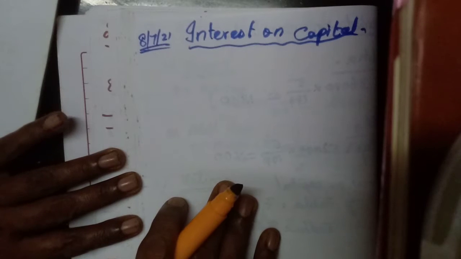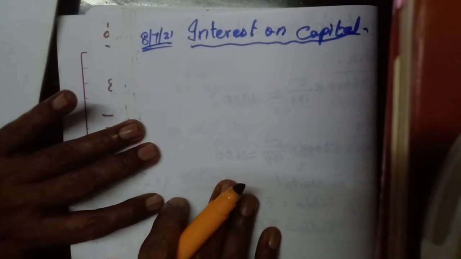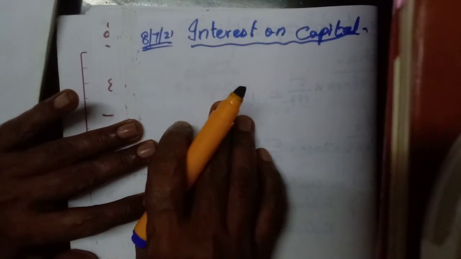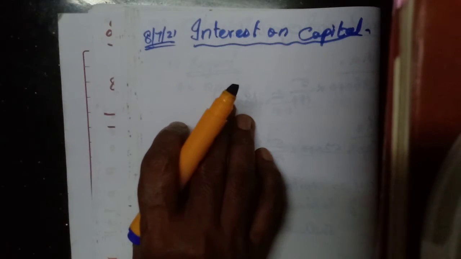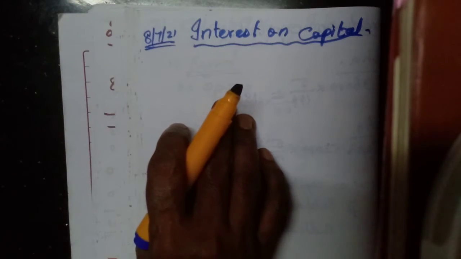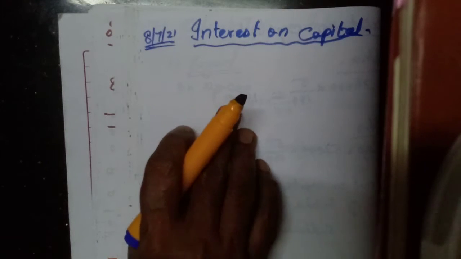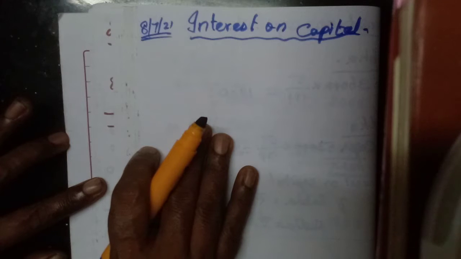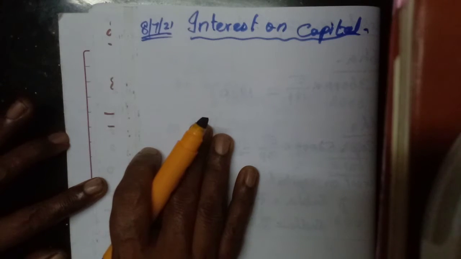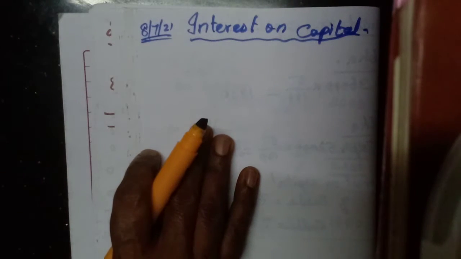Okay, shall we learn in accountancy? We are learning about the interest on capital, isn't it? Here we have two more types of problems. Illustrations 9 and 10 we will see. I will show you 9 and 10, then I will do the exercises.